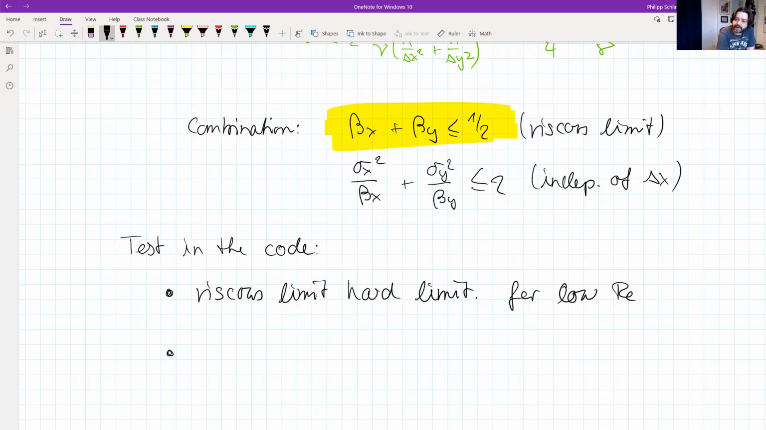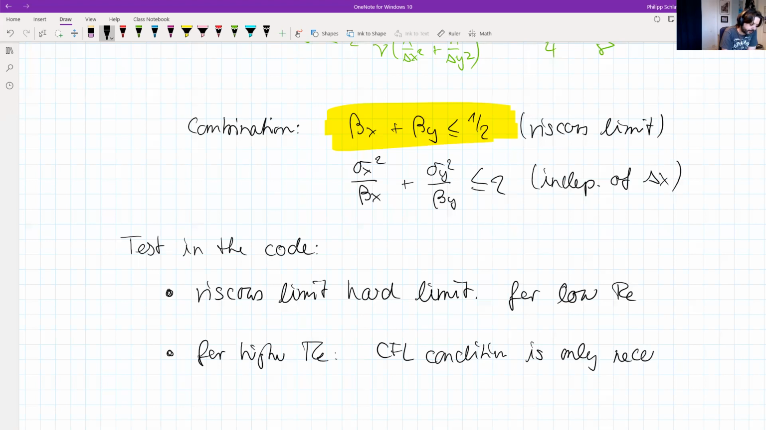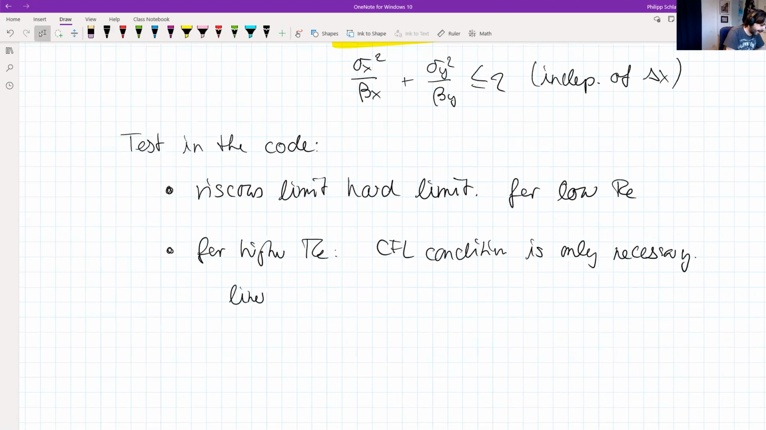When you then run your code for higher Reynolds numbers, lower viscosities, then you will see that maybe things are not so easy anymore, because for higher Reynolds numbers, the CFL condition is only necessary. And in addition, you have a nonlinear problem. Your convection speed is not constant. It's the velocity solution. So that means you actually need to do a linearization.